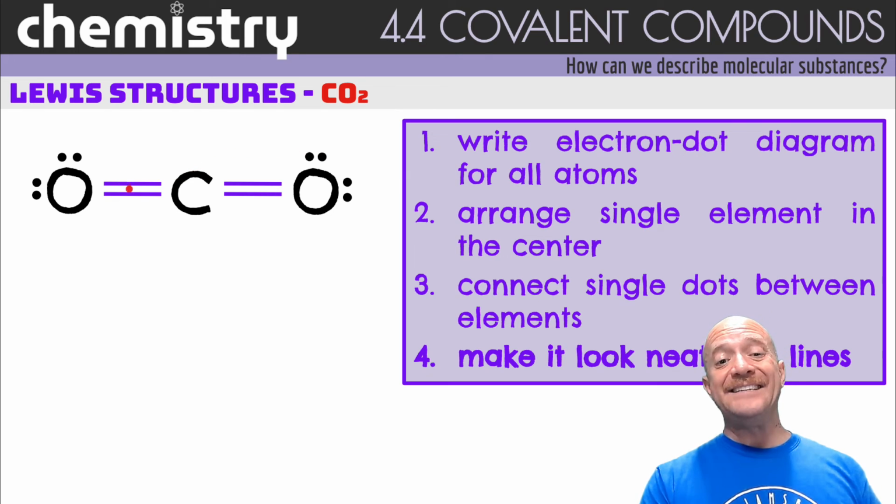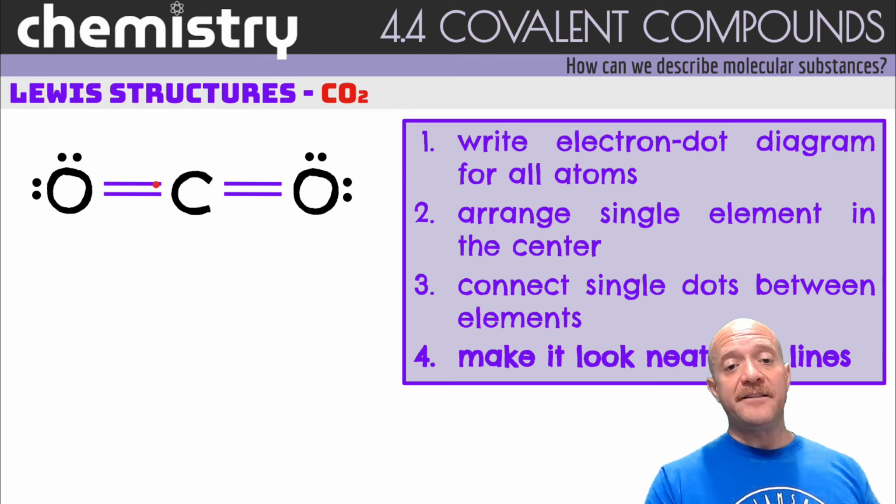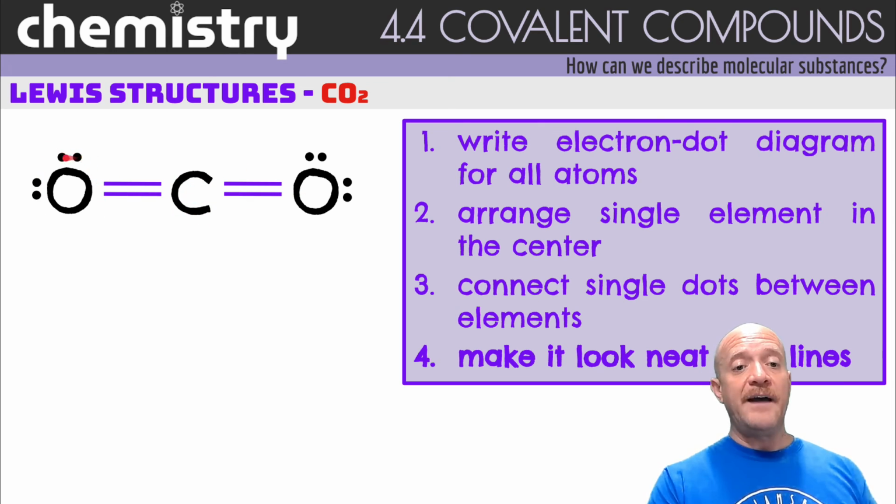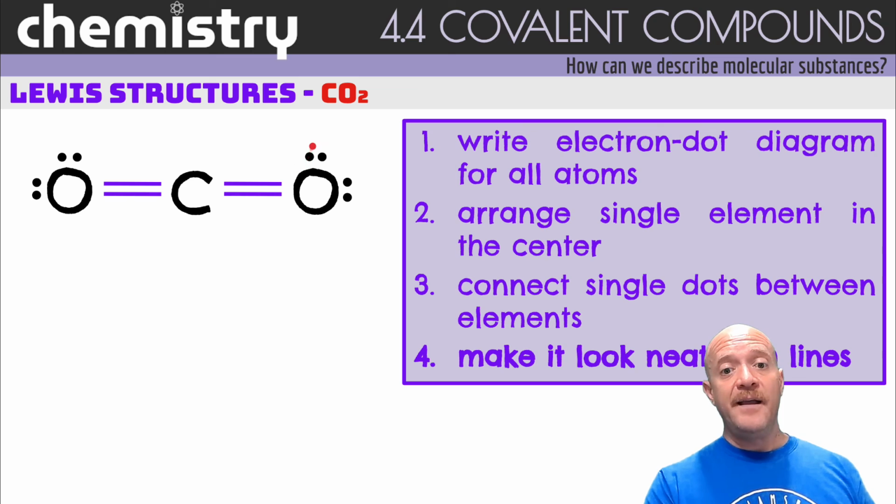So this is actually a double bond, and that means that there are 1, 2, 3, 4 electrons shared between this carbon and this oxygen. And we have 1, 2, 3, 4 electrons shared between this carbon and this oxygen. So we have 1, 2, 3, 4, 5, 6, 7, 8. This oxygen has its octet. Carbon, 1, 2, 3, 4, 5, 6, 7, 8. This carbon has its octet. And finally, just like the other oxygen, 1, 2, 3, 4, 5, 6, 7, 8, octet.